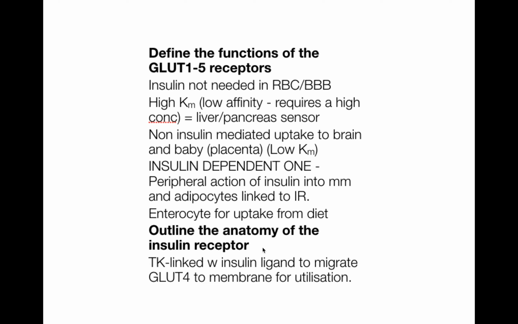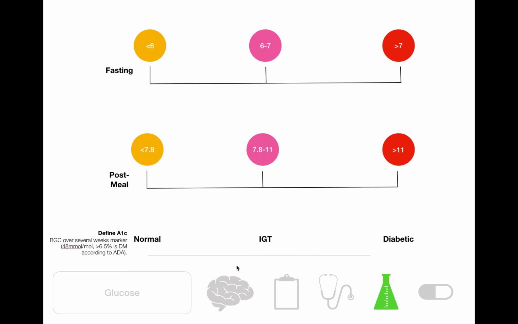And then just a quick bit of biochem here. I'll outline the anatomy of the insulin receptor. So it's a tyrosine kinase linked receptor. Basically what you need to know is GLUT4 is linked to insulin. Okay, so insulin binds, activates GLUT4, and that causes utilization of glucose brought into the cell.